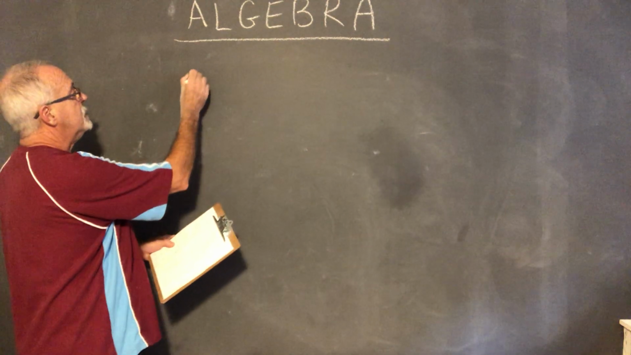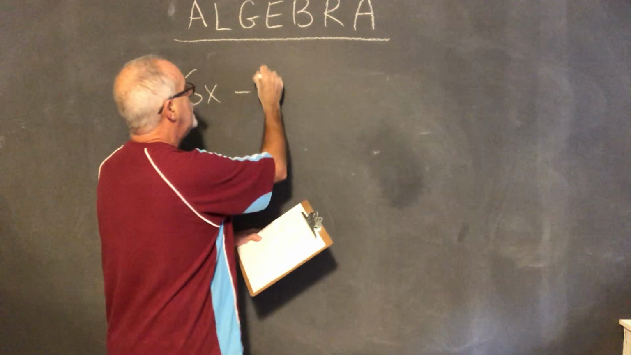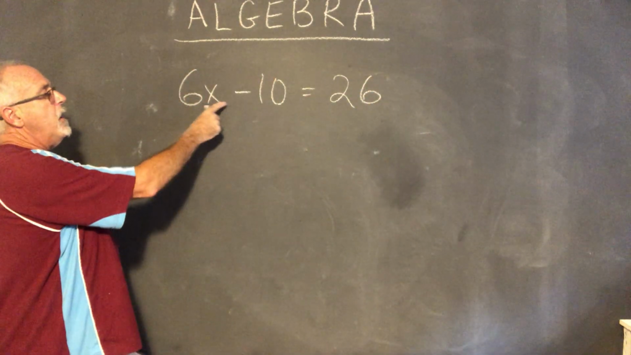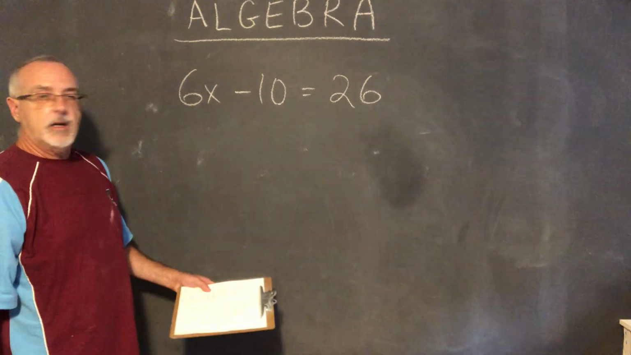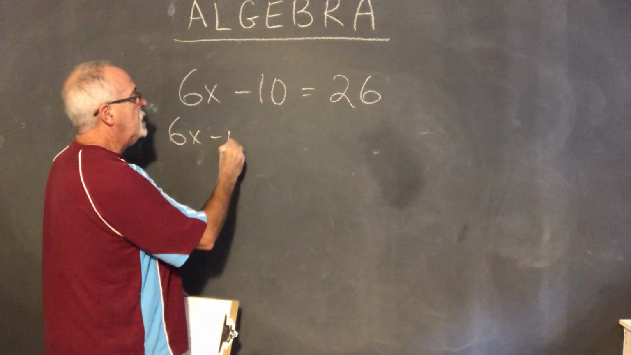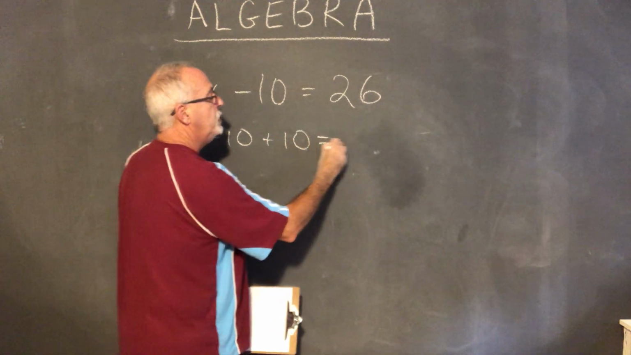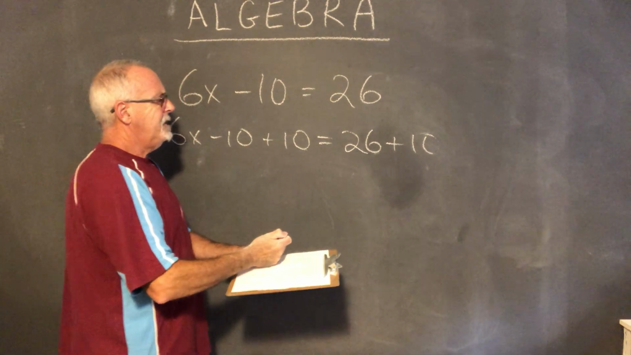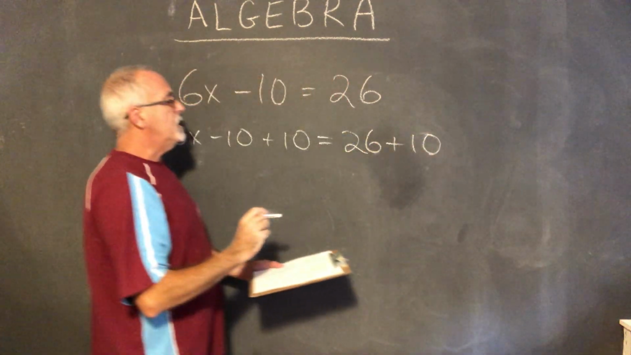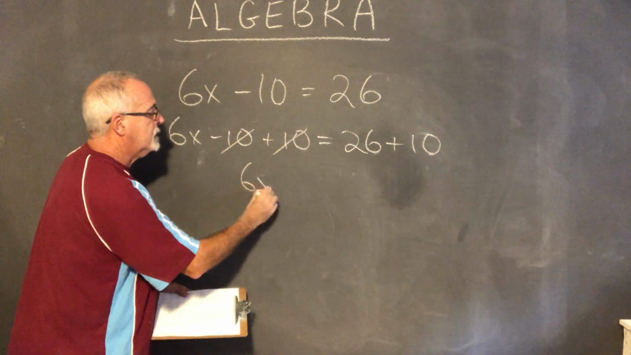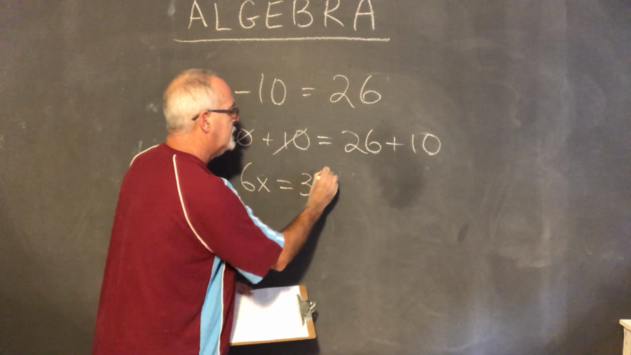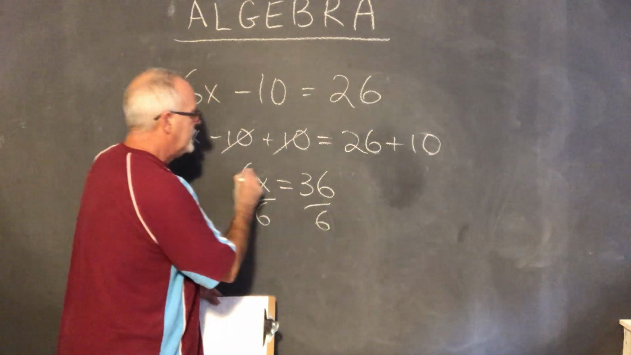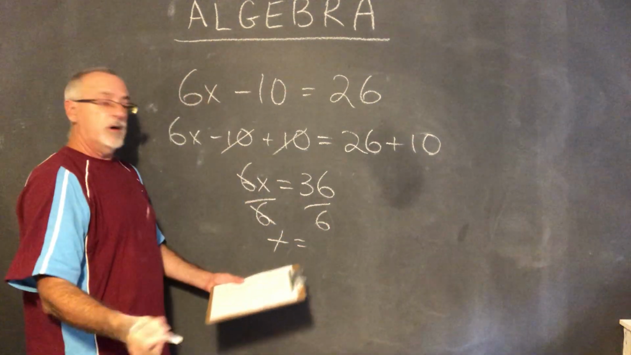Okay, so now we're doing 6x minus 10 equals 26. I want to get rid of this minus 10. There's a 10 being subtracted from my 6x. I'm going to do the opposite of subtracting a 10, which is adding a 10 to both sides. Therefore, these will cancel. I have 6x over here. 26 plus 10 is 36. And I want my x alone. It's being multiplied by a 6. I do the opposite. I divide by a 6. These cancel. x equals 36 divided by 6, which is 6.